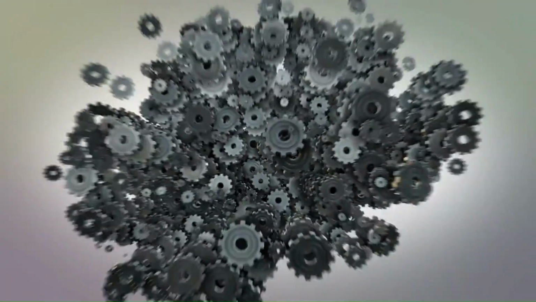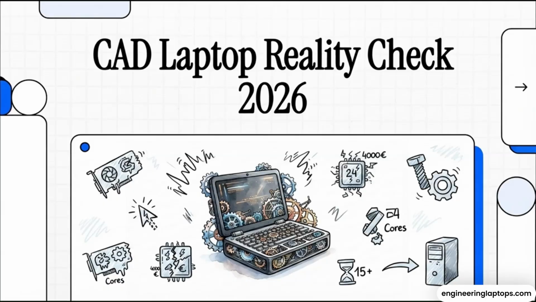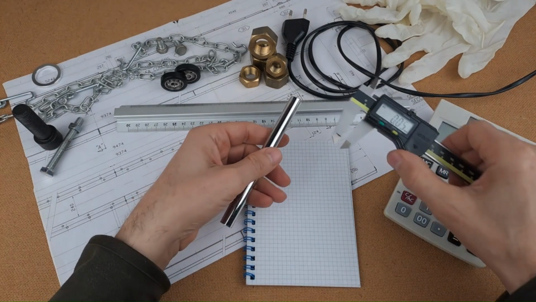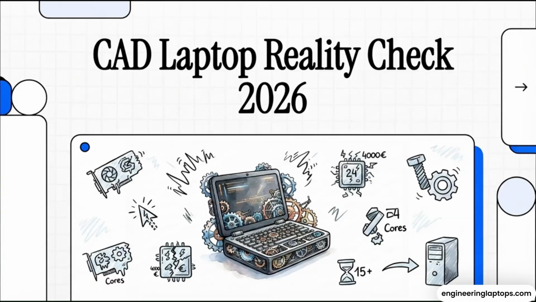If you design mechanical parts for a living, you've probably lived this exact, incredibly specific nightmare. You spend 4,000 euros on a supposedly top-tier machine loaded up with 24 cores, only to sit there staring at your screen while a sketch line stutters as you drag it across the monitor.